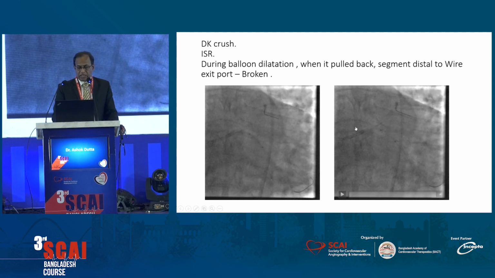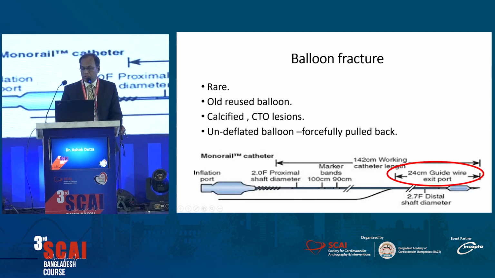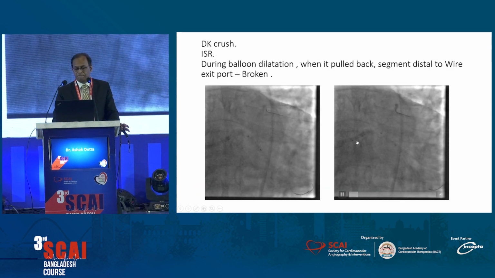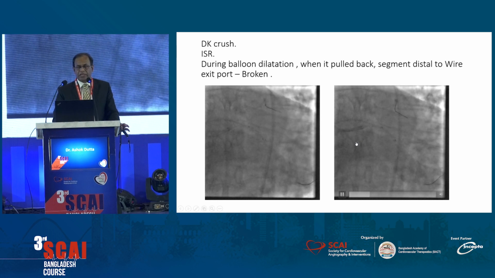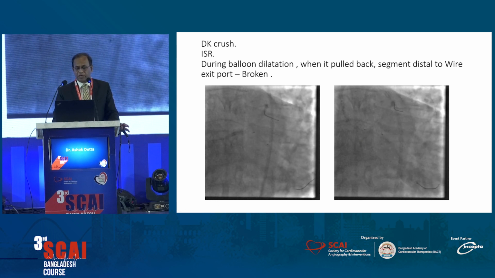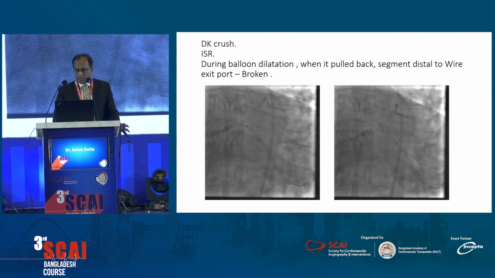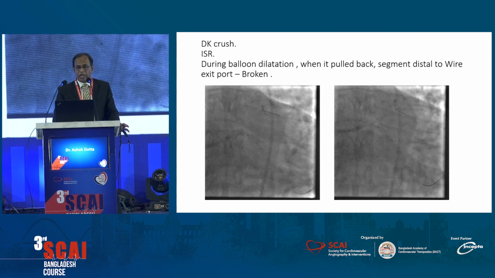So one thing that is very important here, 24 centimeter of the balloon is distal to this exit port of the wire. So usually the site of fracture is here. So in most circumstances, part of the fractured balloon remains within the catheter. So that can be easily removed by this balloon trapping, by taking a 2 or 2.5 millimeter balloon and trapping the fragmented part of the balloon and pulling everything back.